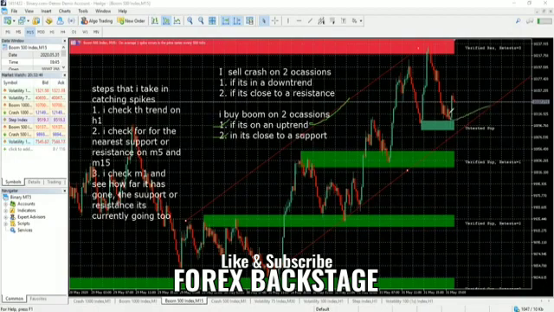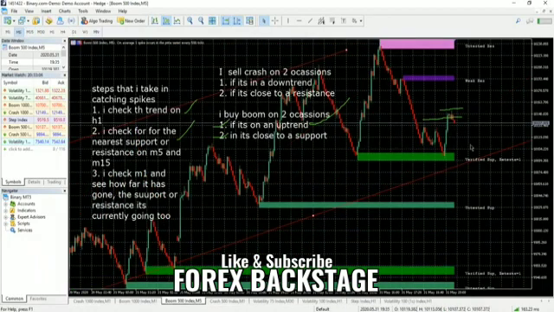As I told you, there is a support here, support here, and a support here. We've done this. Let us check M5 again. So you see what is happening on M5. The nearest support on M5 is here, or here. This thing is not something hard.